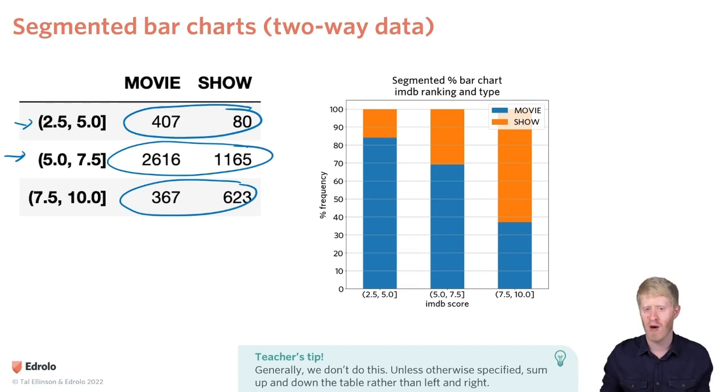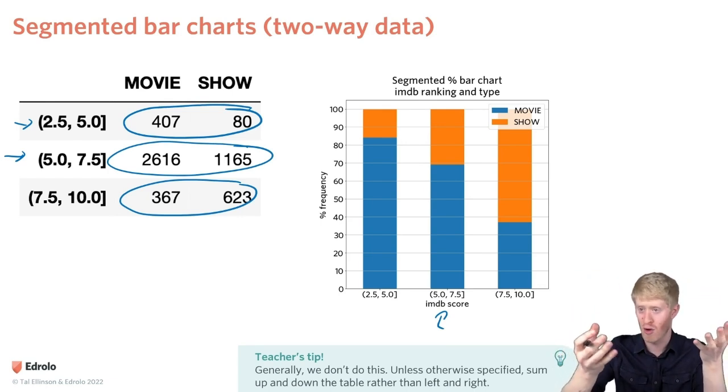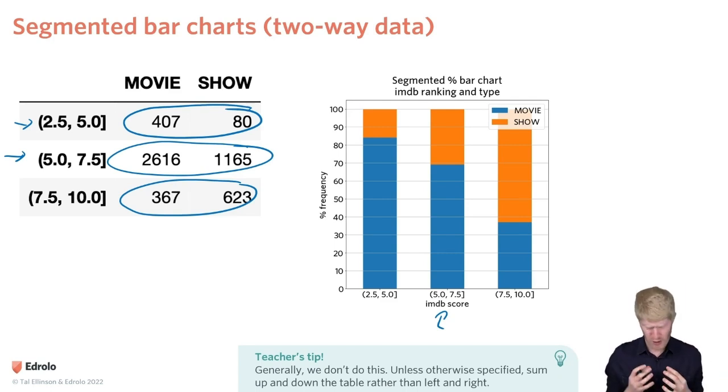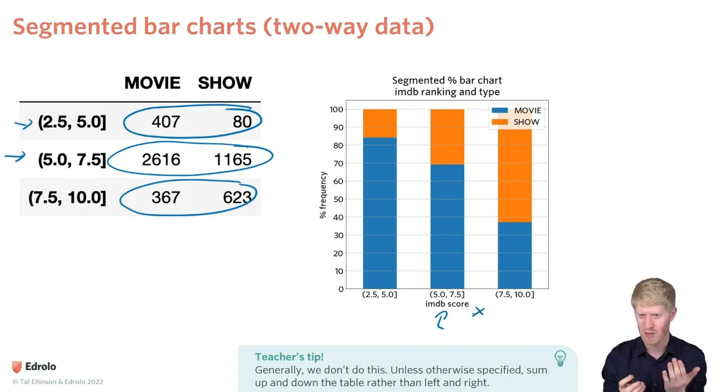And the reasoning behind that is we want to add up the total along the explanatory variable. So here, if I think about my research, I'm trying to say, well, I think the movies get a certain score and the TV shows get a certain score. It's not the score that causes the thing to be a TV or a movie. It's the fact that it's a movie that causes it to be a high score or a low score. So I don't want my IMDb score to be on this horizontal axis here. That's a general rule. It's not a hard and fast one, but it's a general rule for when we're looking at two-way segmented bar charts.